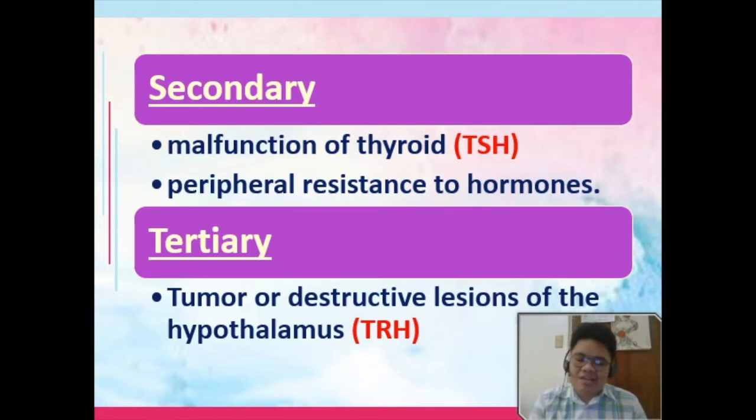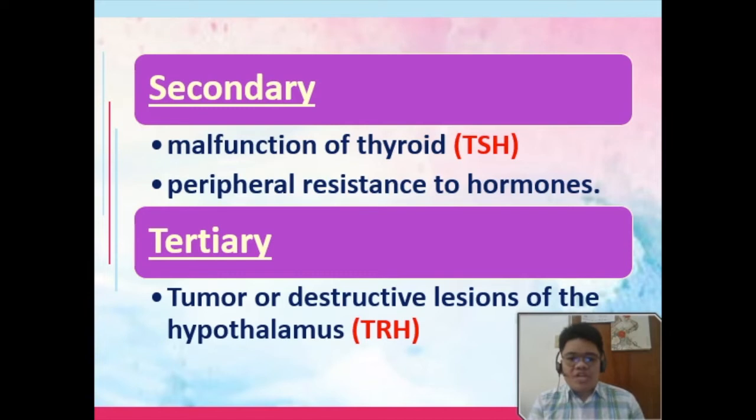For the secondary causes of your hypothyroidism, think of a problem in your pituitary gland. So this is because of the malfunctioning of your thyroid brought about by a problem in your pituitary gland. So we have a problem on the TSH, thyroid stimulating hormone. Okay, this could also be caused by peripheral resistance to hormones. When I say peripheral resistance to hormones, meaning there are adequate hormones being released. However, the body is not responding to these hormones.